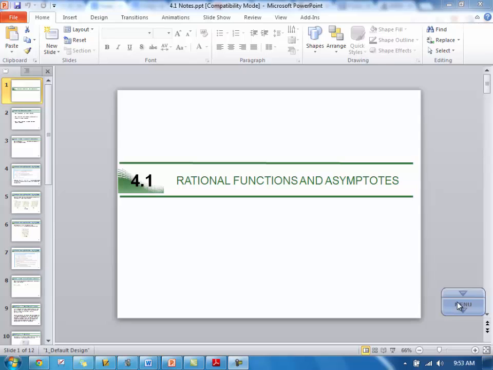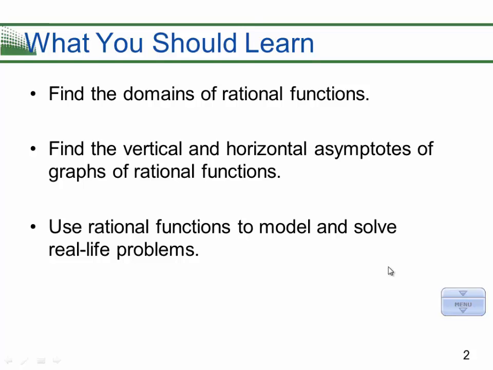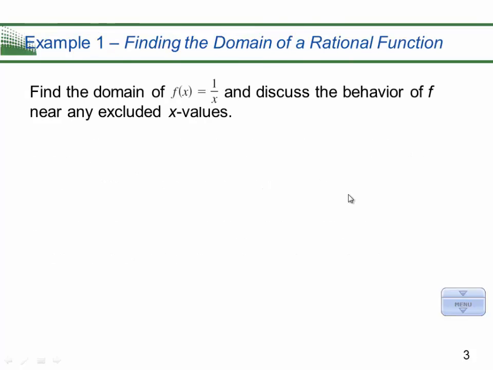Okay, we're going to talk about rational functions today. Starting chapter 4, we're going to talk about the domain and range of these rational functions. We're going to find some asymptotes, both horizontal and vertical, and we're going to solve real-world problems with these. So, let's talk about the domain first.